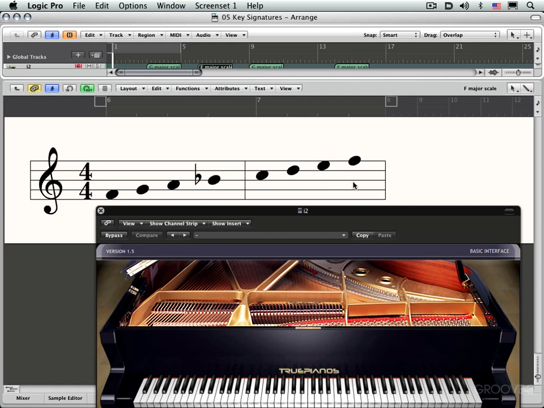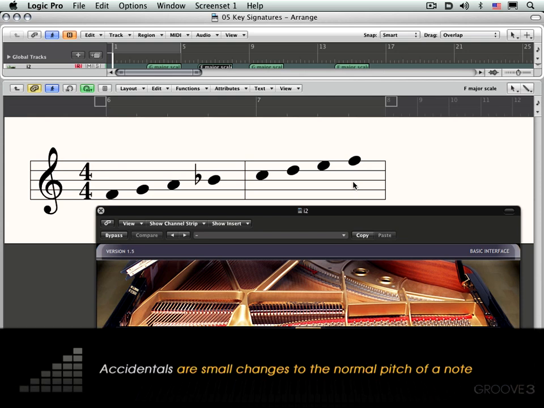These notes that are altered with these symbols in front of them, in this case, the flat over here and the sharp in the case of G, are called accidentals. Accidentals are small changes, usually of a half step, to the normal pitch of a note. And by normal, I mean the one that corresponds with the key signature at the beginning of the staff. Right now, we have no key signature indicated, which by default is the key of C. Right now, there's nothing indicated here. This is where key signatures go.